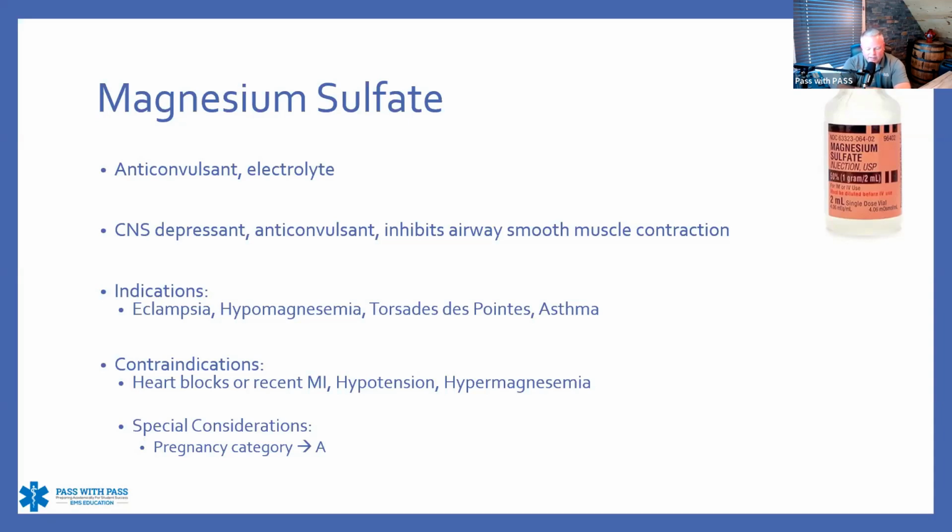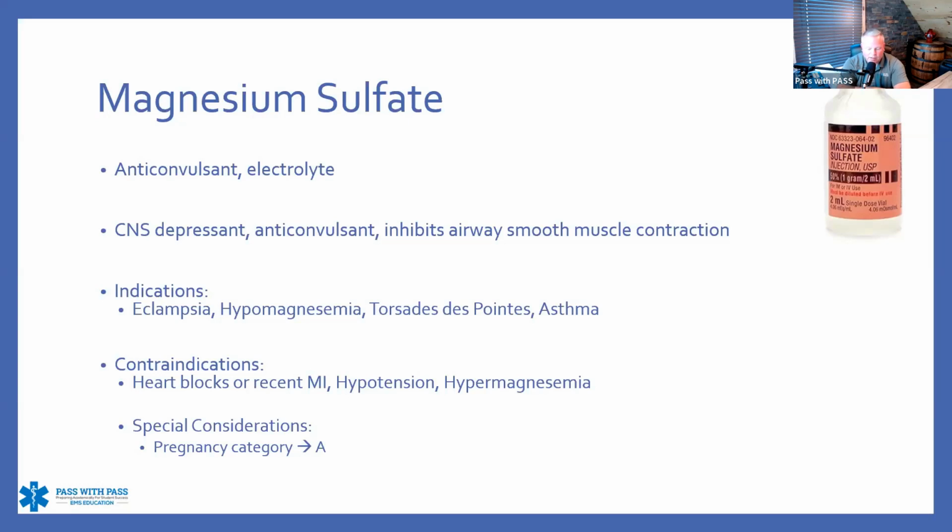Hypomagnesemia, as the word says, is low magnesium levels, so magnesium replacement would be a wise thing that we could potentially do. We know about torsades de pointes, or polymorphic VTAC, another way you may see it called. Poly meaning many, so it has many variations, but it is a regular rhythm. We would often refer to it as torsades de pointes. And then ultimately asthma. Those are the indications for where you can use mag sulfate.